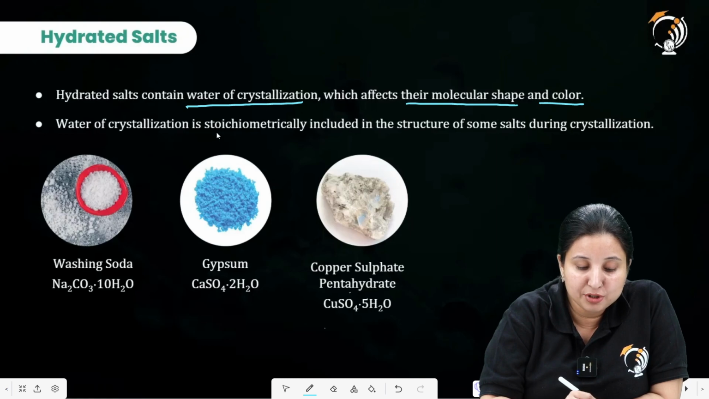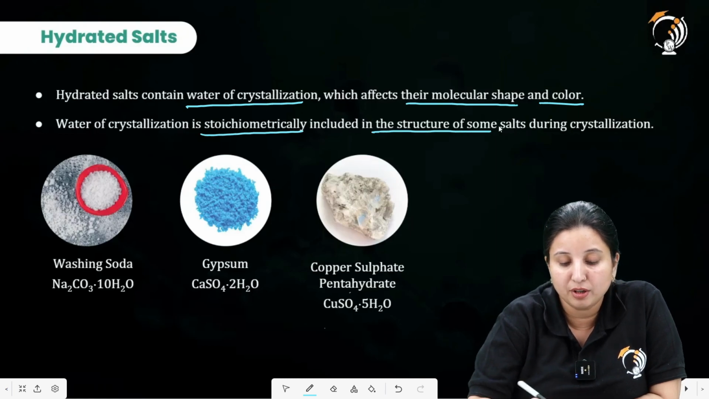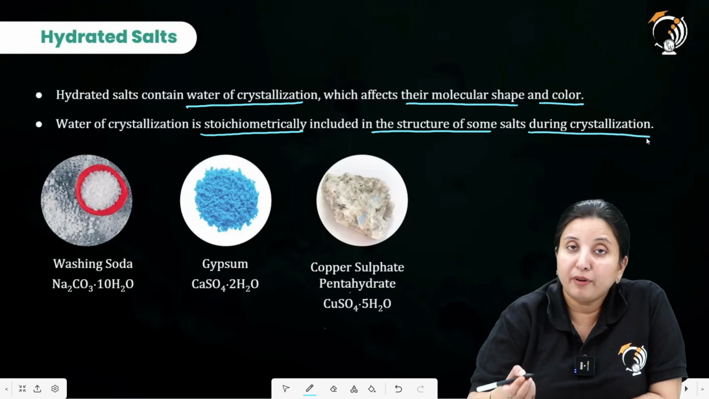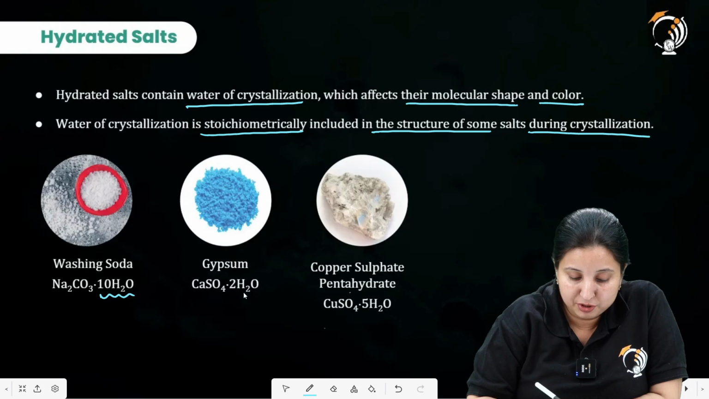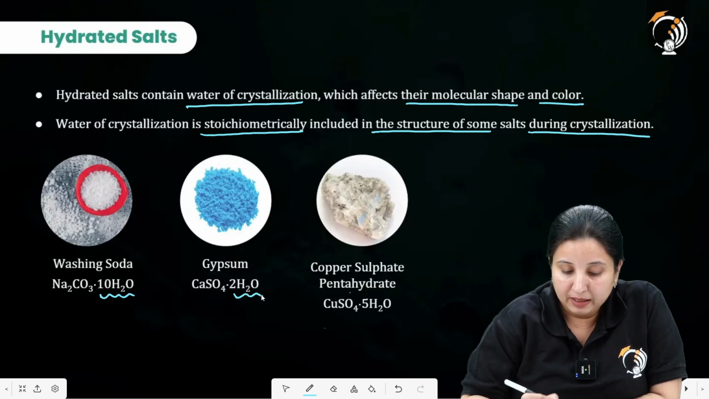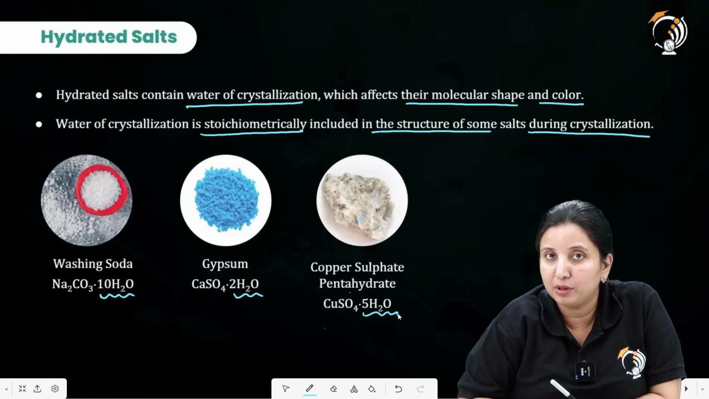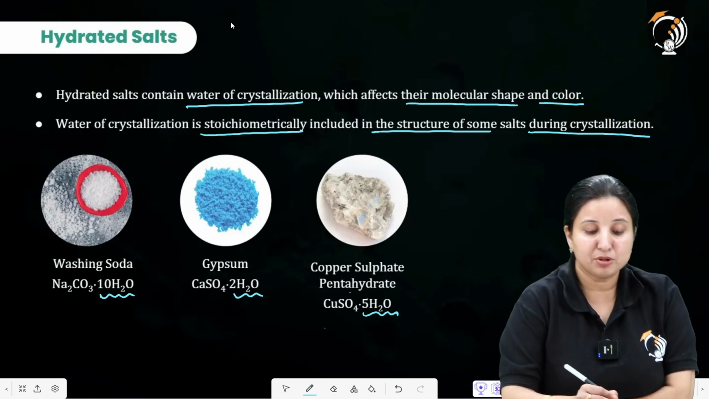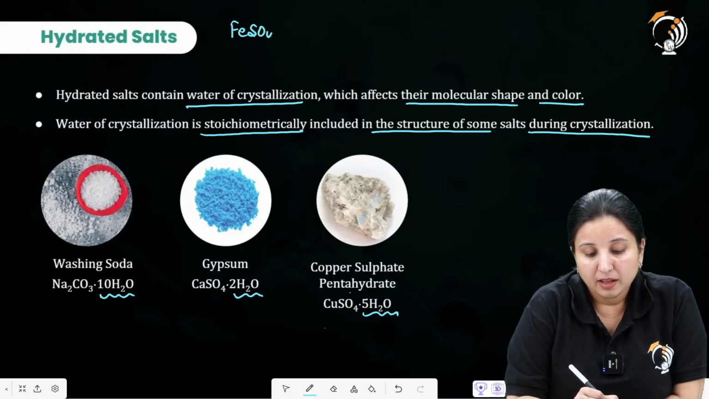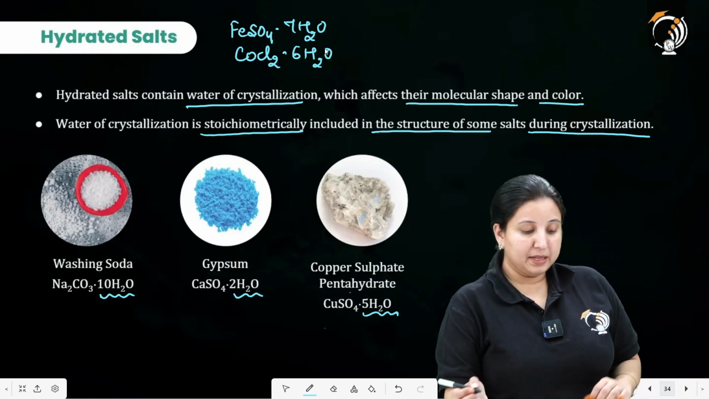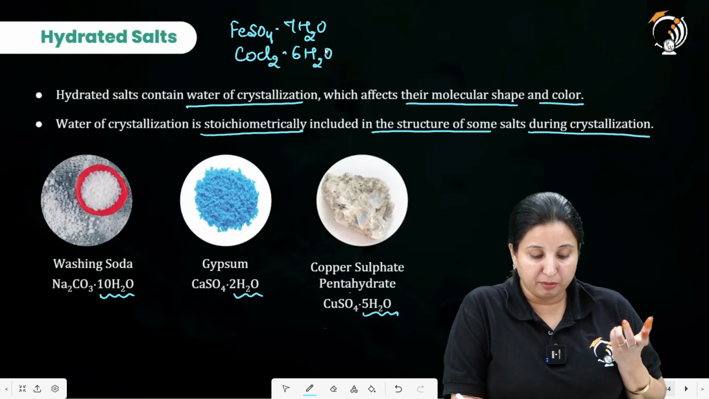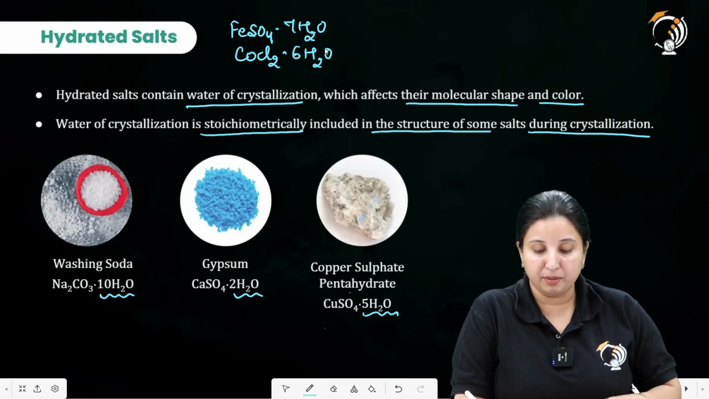So, water of crystallization is stoichiometrically included in the structure of some salts during crystallization. For example, in the case of washing soda, we have 10 molecules of water. In the case of gypsum, we have 2 molecules of water. In the case of copper sulfate, we have 5 molecules of water. Then we have a few other examples also, like FeSO4, 7H2O, and cobalt chloride, 6H2O. If I talk about the most frequent question, we get it from copper sulfate, and at second number from copper chloride.